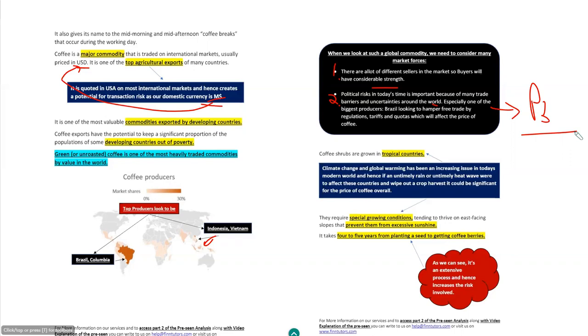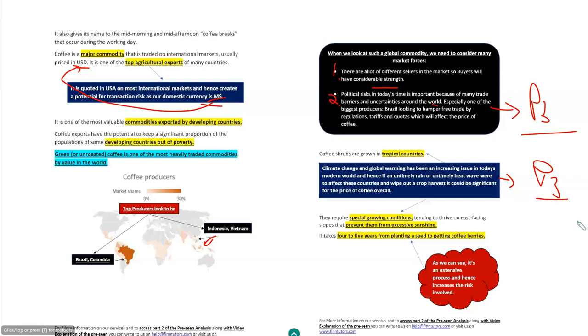So it's made in tropical countries. Hence, again, environmental risks come into being. They require special growing conditions and they need to be protected from excessive sunshine. So it's a crop that can be affected by environmental changes, global warming, which is again today's biggest problem. It takes 4 to 5 years from planting the seed to getting your coffee berries. So as you can see, it's an extensive process.